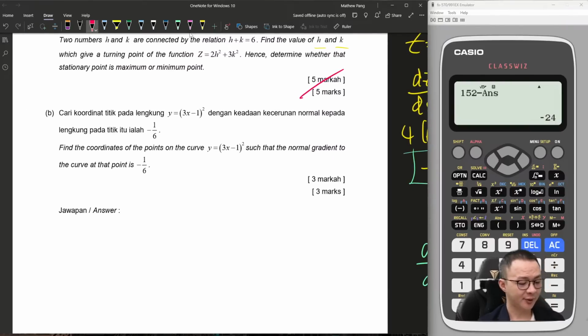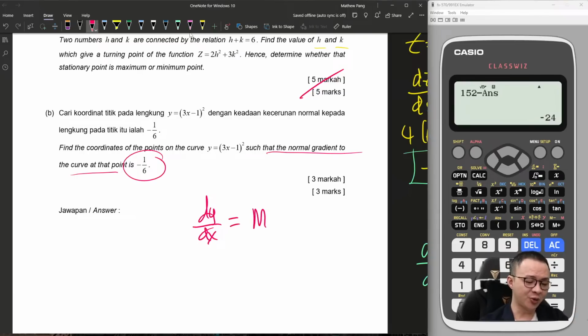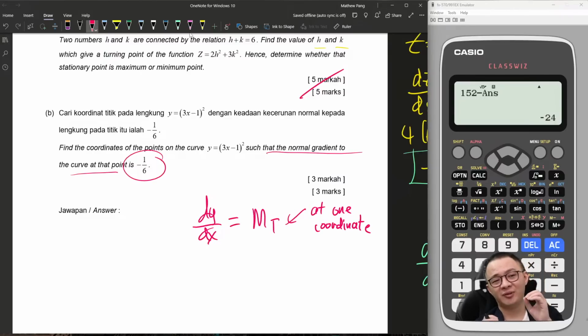B. Find the coordinate of the point on the curve such that the gradient of the normal at the point is this one. Okay, whenever you want to find a coordinate, obviously here you want to do dy/dx. But dy/dx can always equal the gradient of the tangent at any specific coordinate, at one coordinate. But the gradient dy/dx will never equal the gradient of the normal.